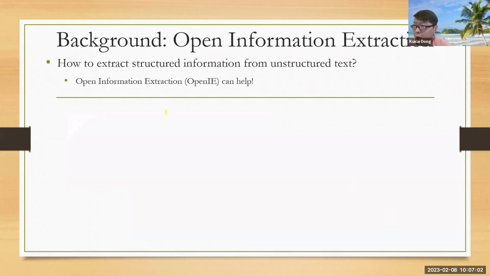Then, the background for how to extract structured information from unstructured text. Therefore, we need to use one of the tools of natural language processing, Open Information Extraction. Open Information Extraction can extract structured data from unstructured text. Let me give some examples of what the outputs of Open Information Extraction are. We call it OpenIE.